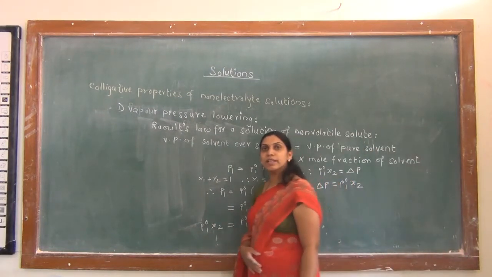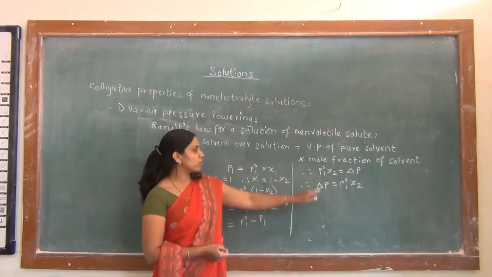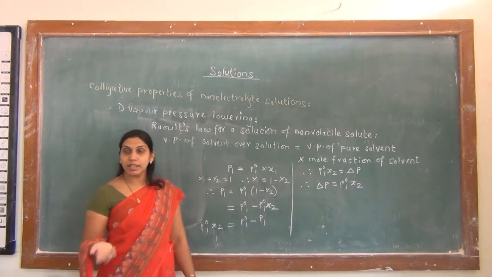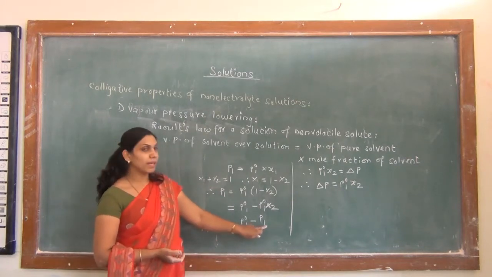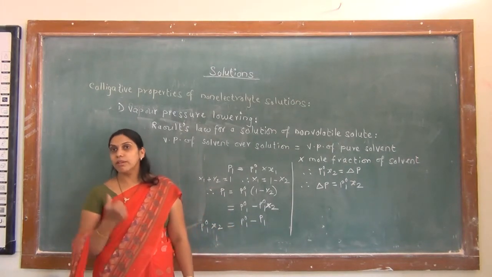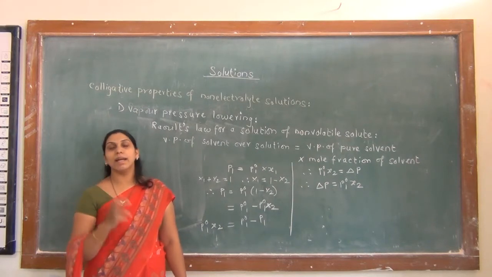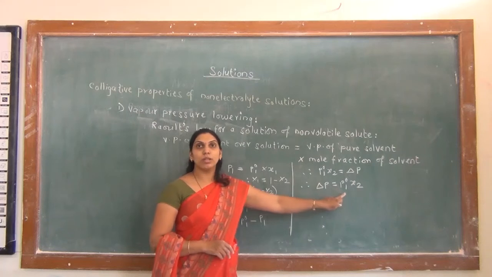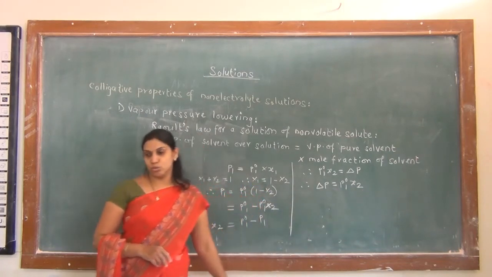So what we have obtained is a new equation. P01 x2 is equal to delta P. Why have we written delta P? Because P01 minus P1 is nothing but the vapor pressure lowering, which is denoted by delta P. So the equation obtained is delta P is equal to P01 x2.